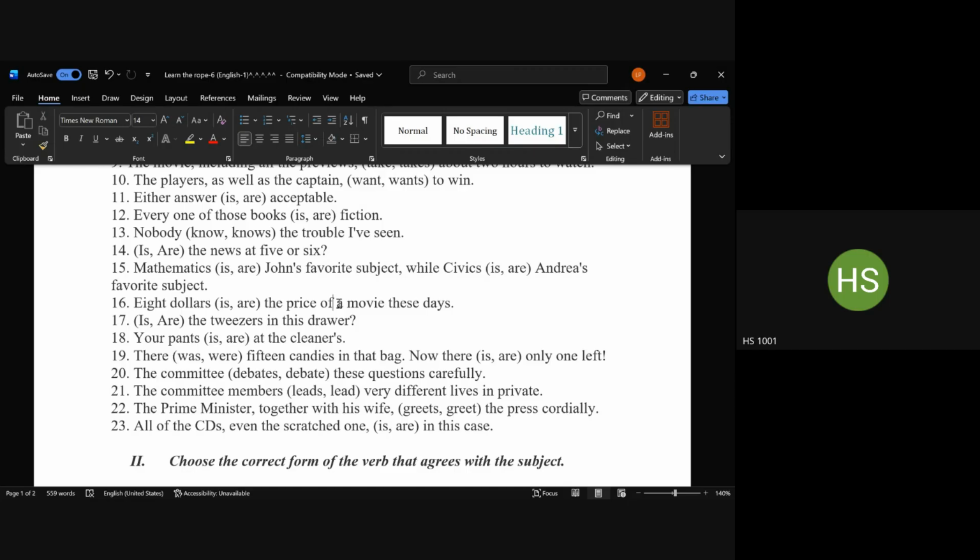So do they have singular usage or plural usage? Plural. If they have plural usage, then what should be the right thing? Is our tweezers in this drawer? Are.